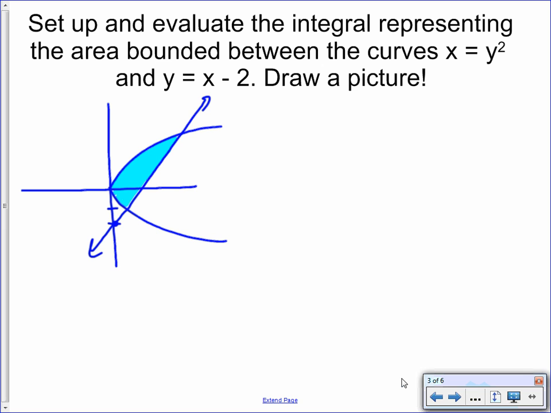All right. So you can see that if we were to make vertical rectangles, our function on bottom would switch, right? However, if we make horizontal rectangles with thickness dy, our right function stays consistent and our left function stays consistent.